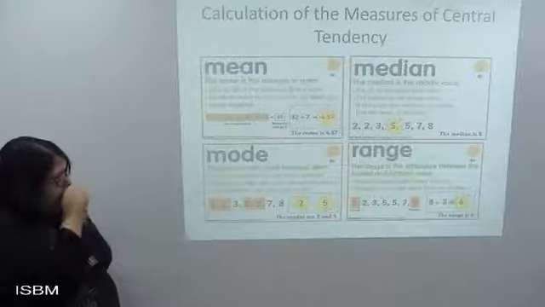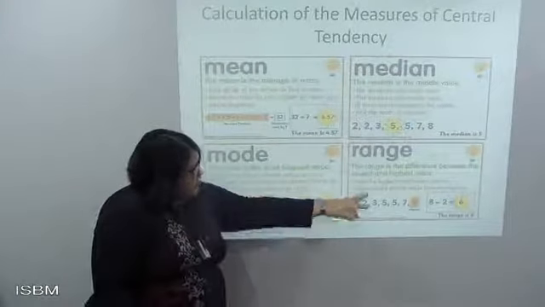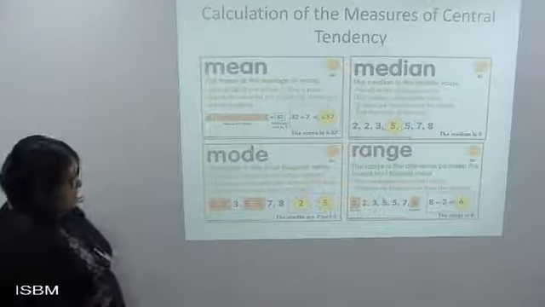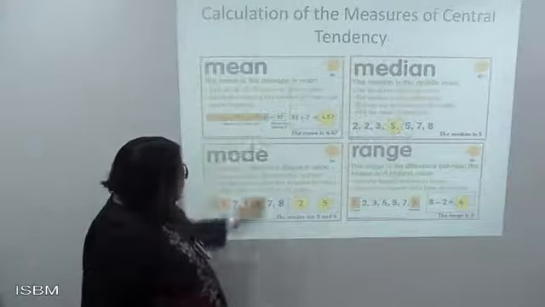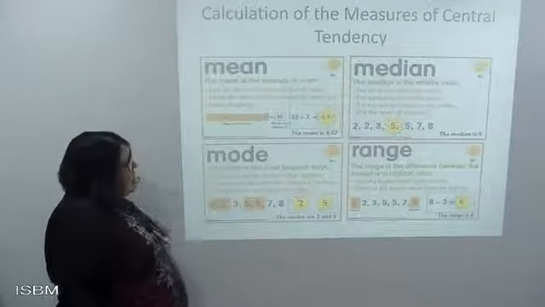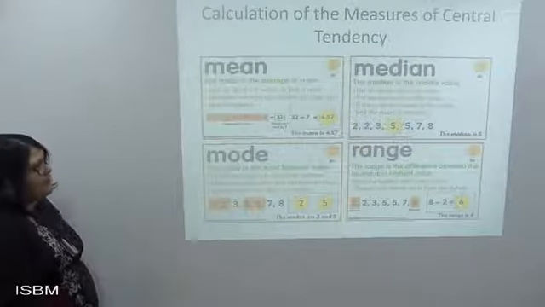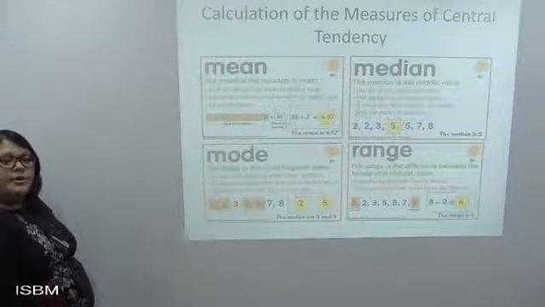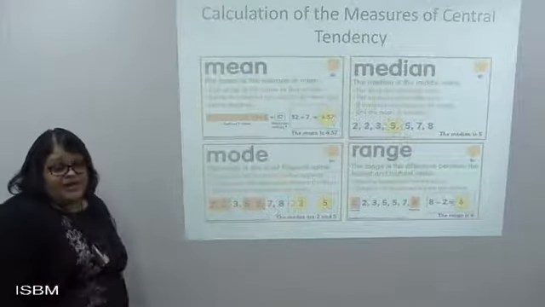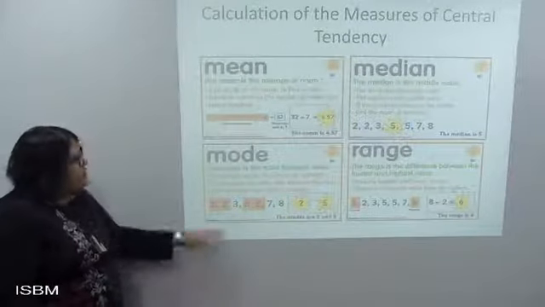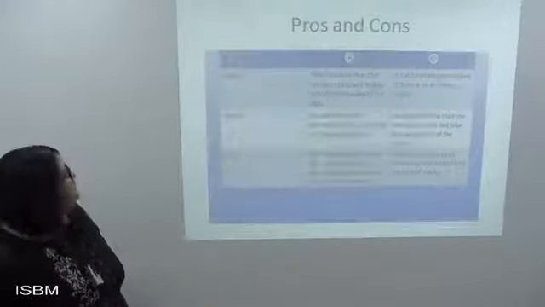Now what is the range? Range is the difference between the lowest and the highest. So you have to find out the highest value. The highest value here is 8. And then you have to find out the lowest value. The lowest value here is 2. Now when you subtract the lowest value from the highest value, 8 minus 2 is equal to 6. Then you get the range of your sample.